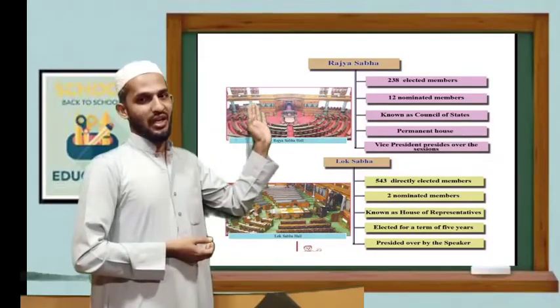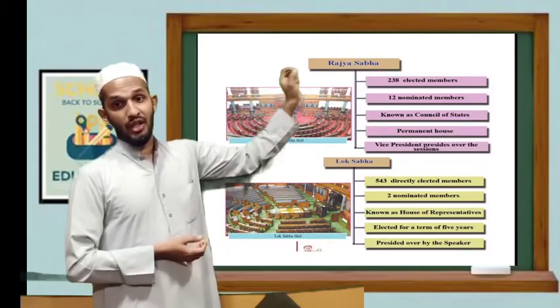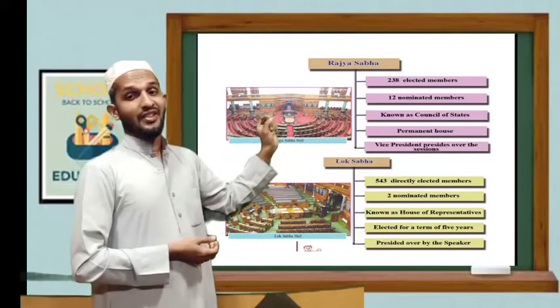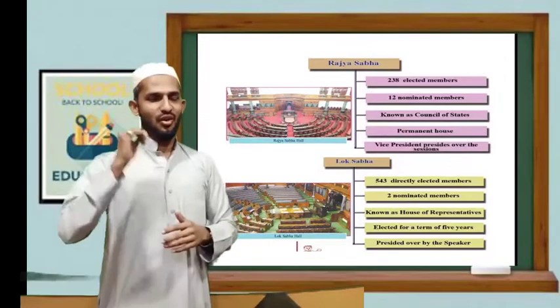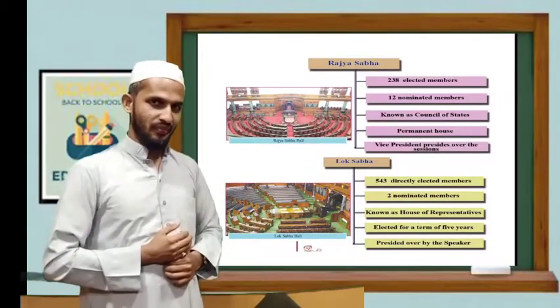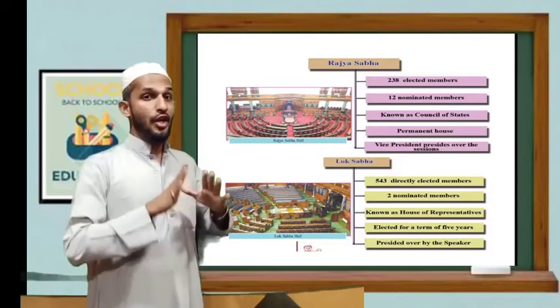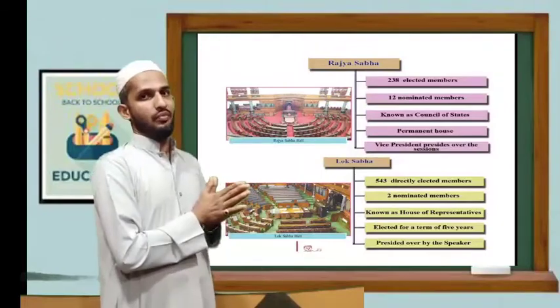And we can go to the specifications of the Rajya Sabha. Rajya Sabha consists of 238 elected members. 12 are nominated, known as Council of States. And the first one is a permanent house. What is called a permanent house? Rajya Sabha. That means Rajya Sabha will always be there. It will not be dissolved. Rajya Sabha is not dissolved. It will always be there.